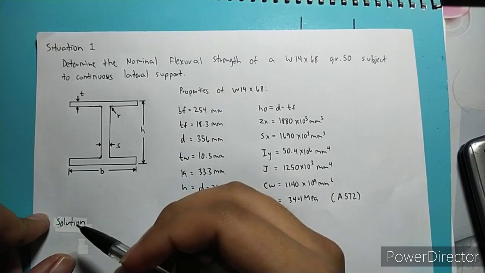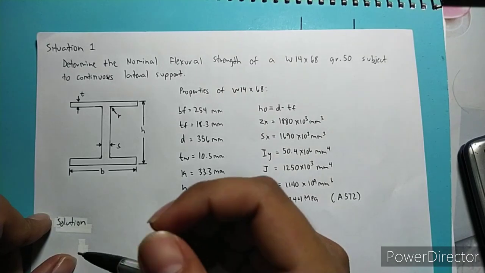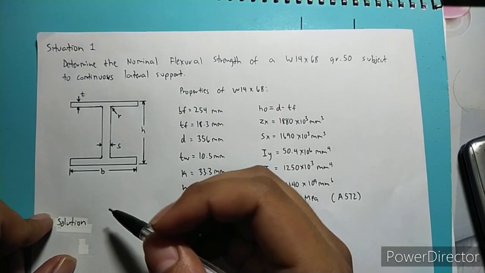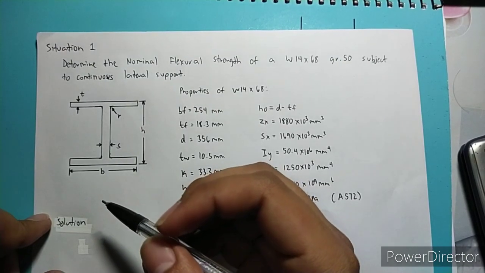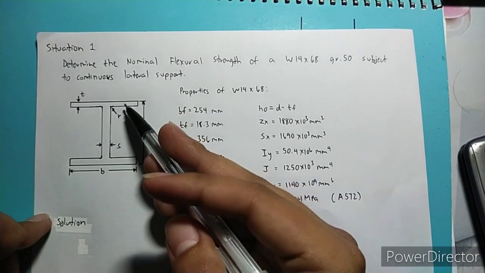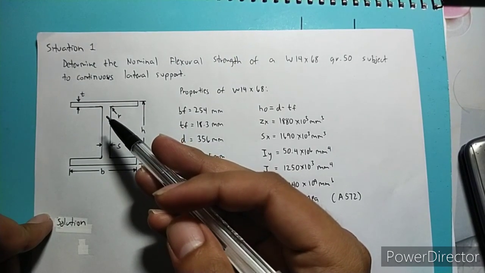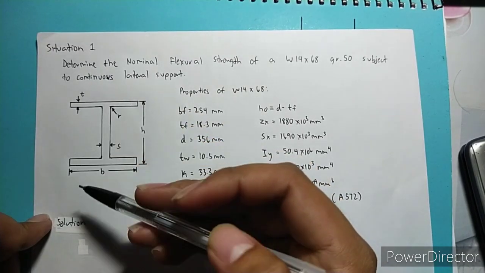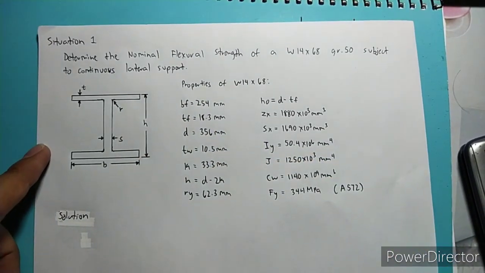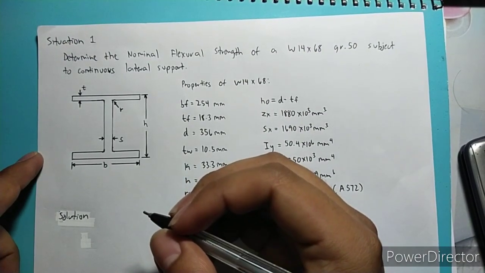First, we go to Table B4.1 to find the limiting width-thickness ratios for compression elements. First, let's look at the flanges. So, flexure in flanges of rolled I-shaped sections and channels. Case 1 is what we will use. First, let's get the width-thickness ratio.